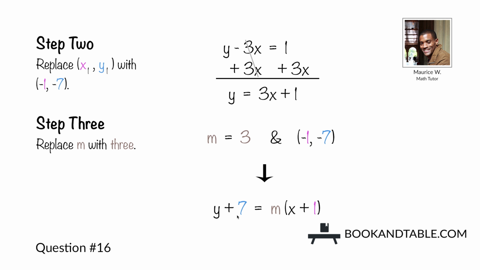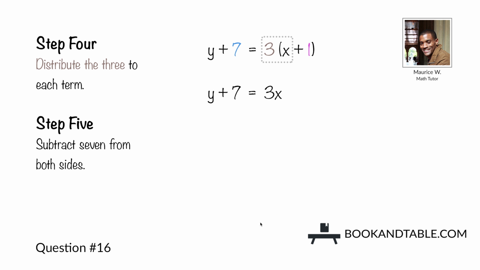Y minus -7 becomes y plus 7. X minus -1 becomes x plus 1. And then step 3, replace m with our slope 3. So now we have the information that we need to find the equation of the line. Step 4, distribute the 3 to each term, x and +1. 3 times x is 3x. 3 times 1 is 3. So you wind up with y plus 7 is equal to 3x plus 3.